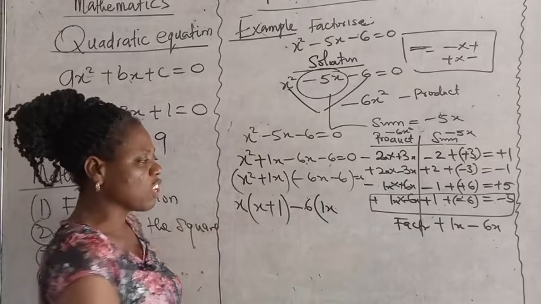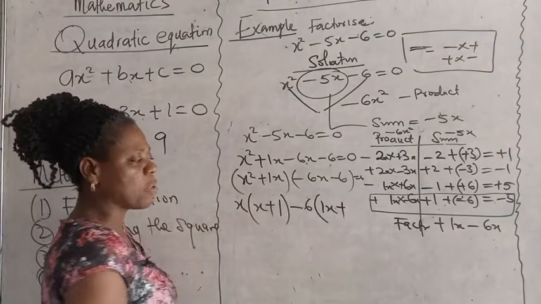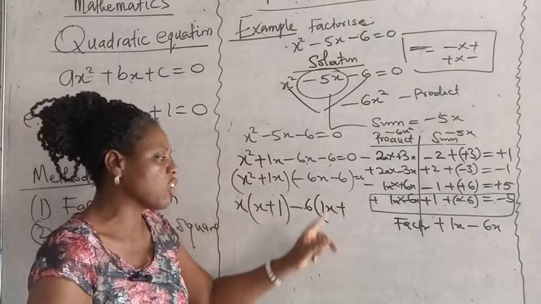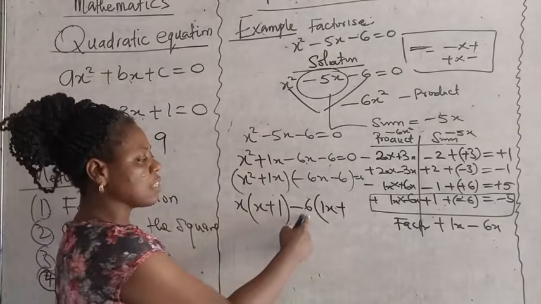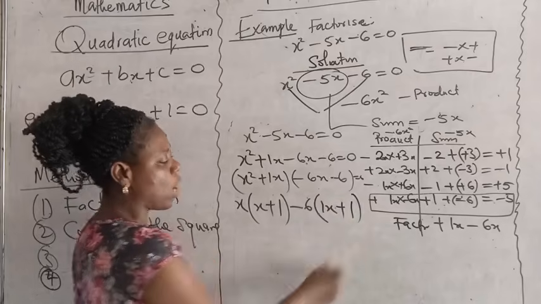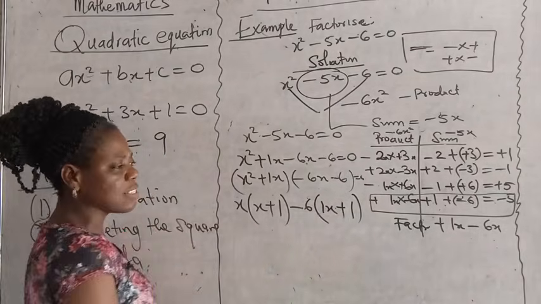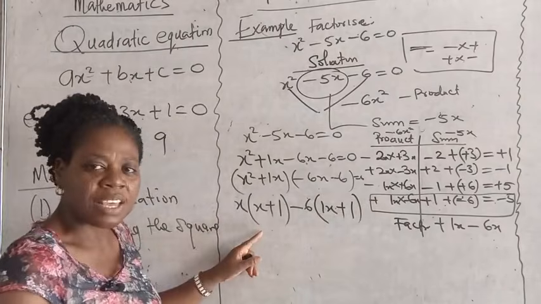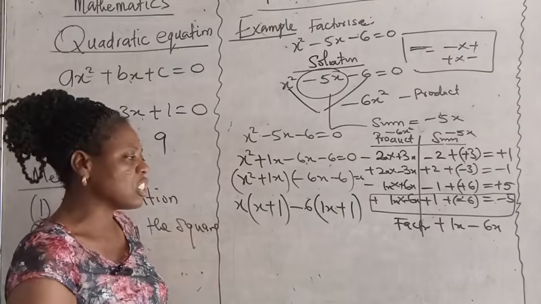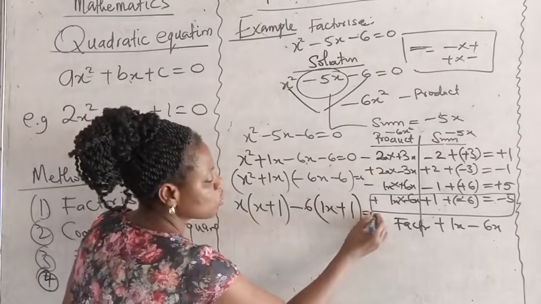Minus divided by minus will give us plus. I repeat again, minus divided by minus will give us plus. And 6 divided by 6 will give you 1. If you look very well, these two values are the same. The moment they are the same, it shows that you got it right. That is equal to 0.